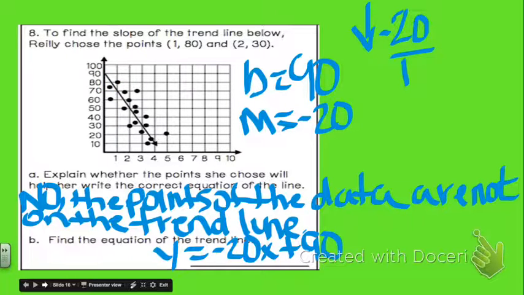Okay, and make sure you're not just counting by ones. Make sure you look at the numbers on the side over here to make sure that you count down by those. So, for example, this is going down by 10, so you would have to count down by tens.